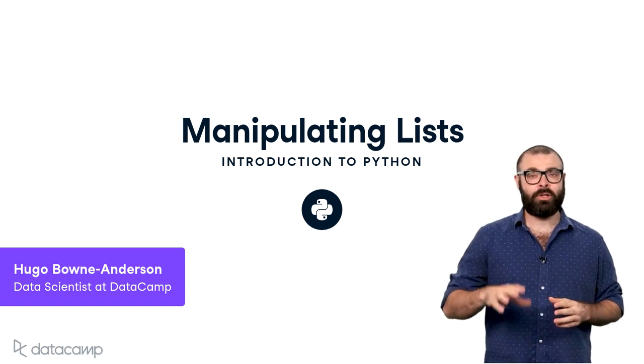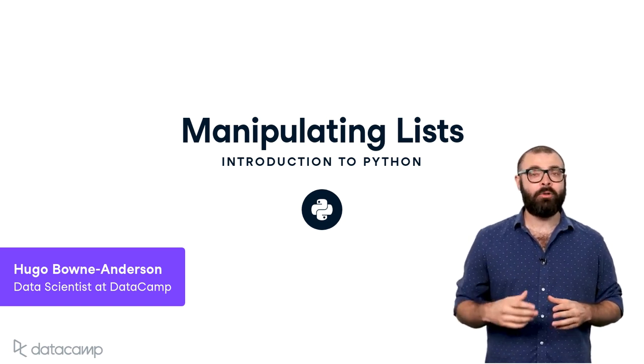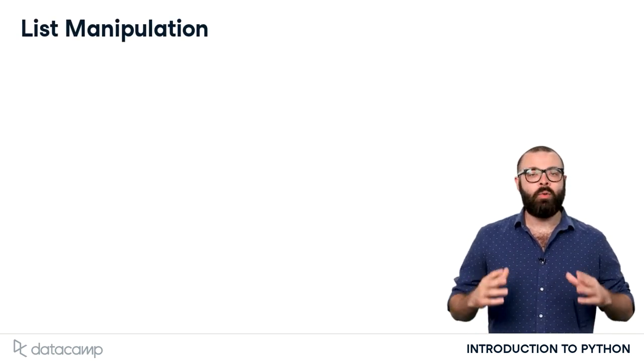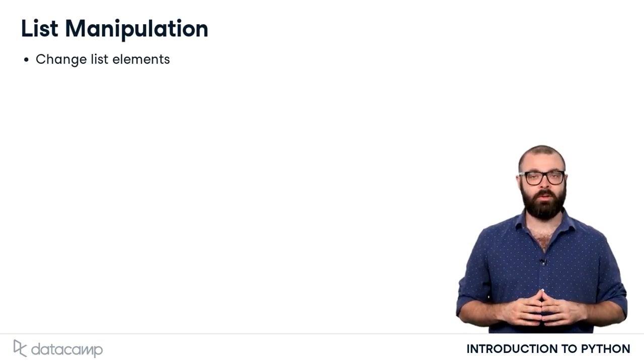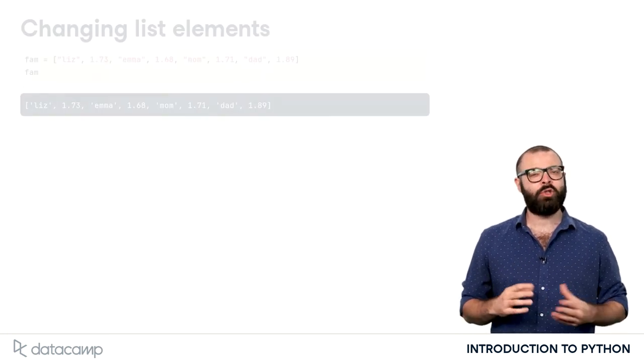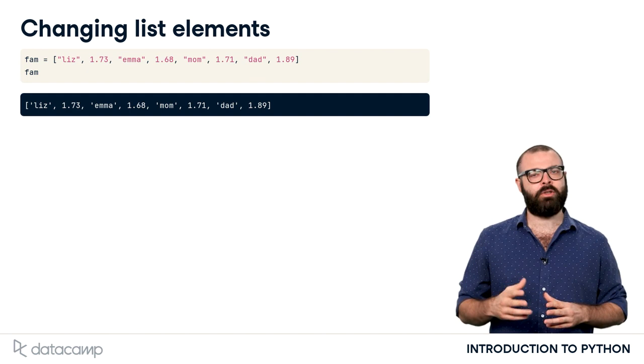So now, after creation and subsetting, the final piece of the Python lists puzzle is manipulation. These are ways to change elements in your list, or to add elements to and remove elements from your list. Changing list elements is pretty straightforward.